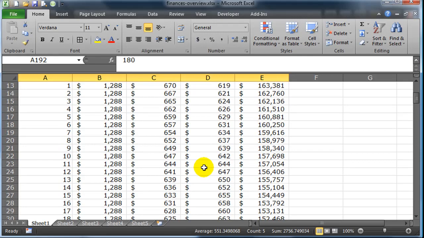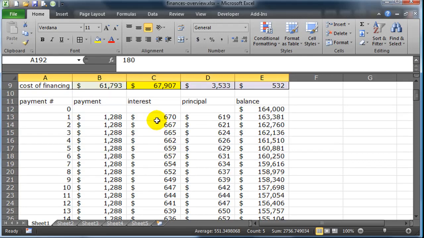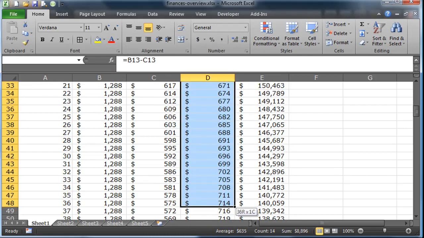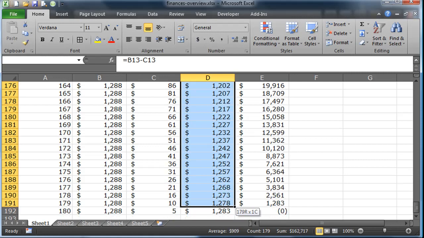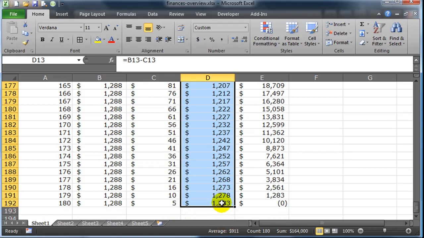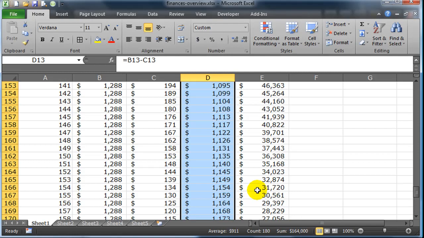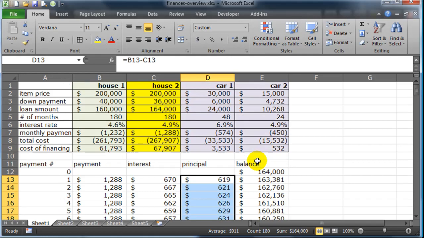Now check this out, another little aside here. If I select all of my principal numbers, if I sum up all of my principal, and you'll see this down here, it's right at the bottom of the recording, so it's a little bit tough, but I have my sum of $164,000. So the sum of all of my principal is $164,000, which, if you recall, is the amount of the loan. So the principal pays off the loan.